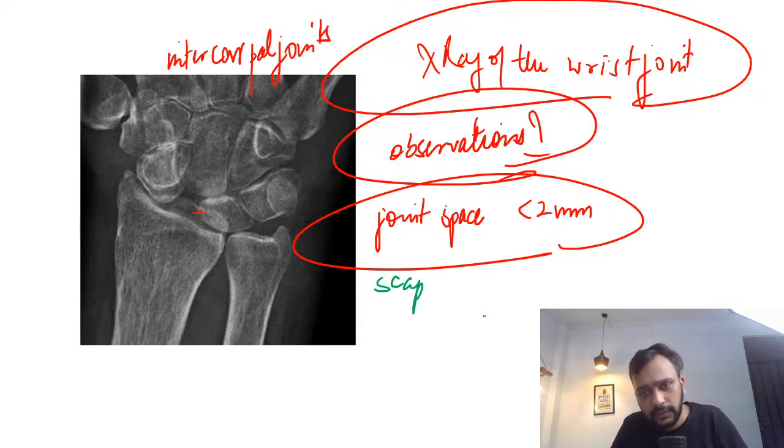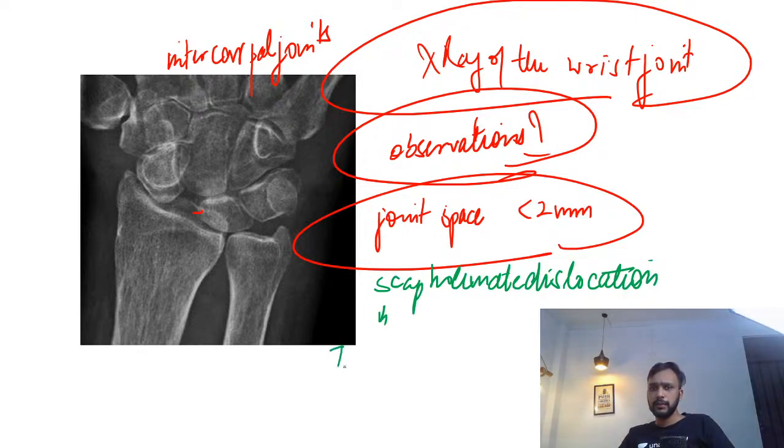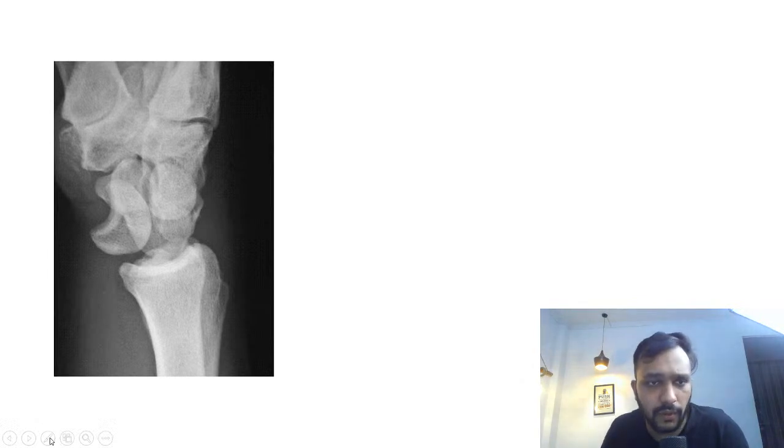Okay, so this is a case of scapholunate dislocation, and the scapholunate dislocation is also known as Terry Thomas sign. Okay, so this scapholunate dislocation is also known as Terry Thomas sign.